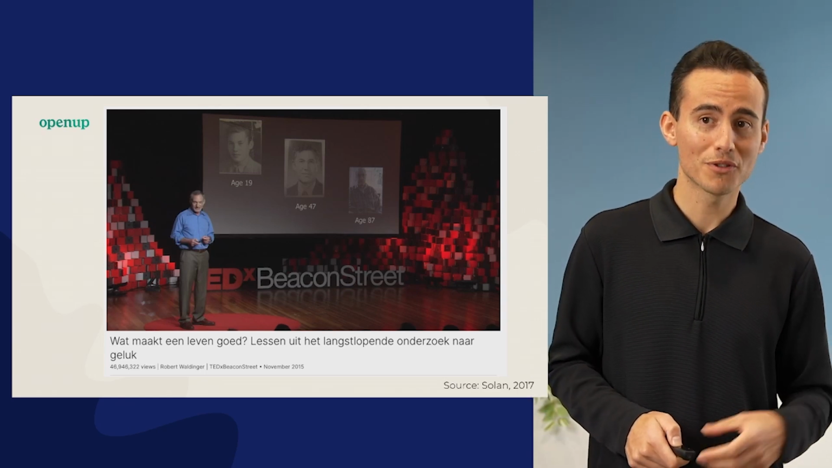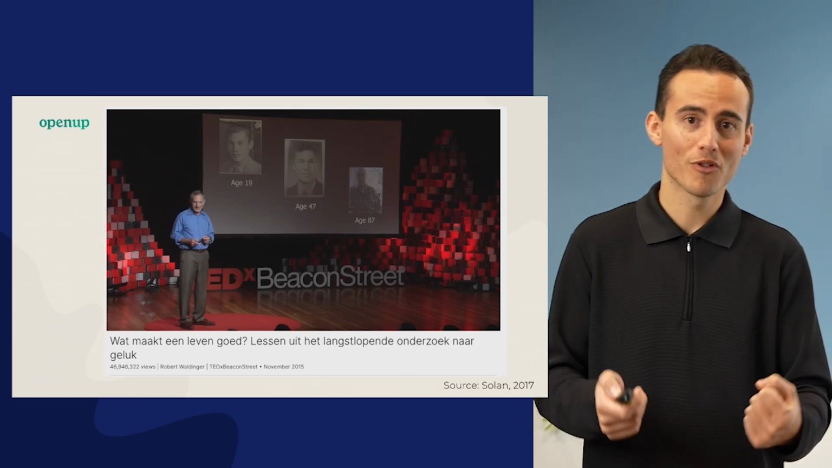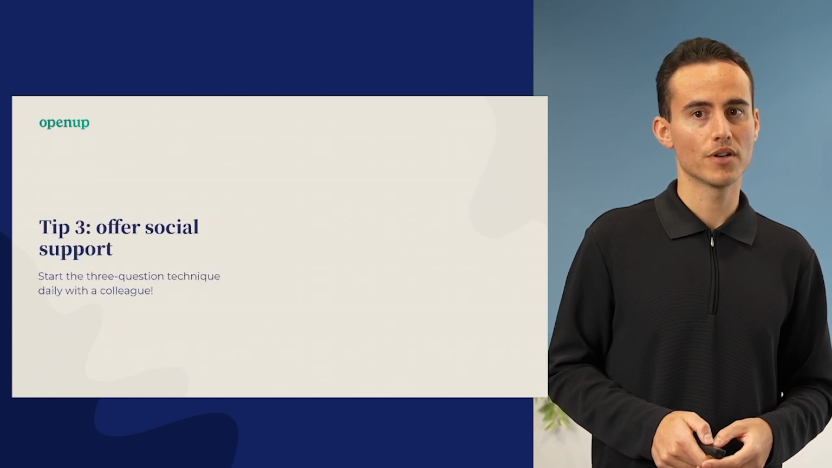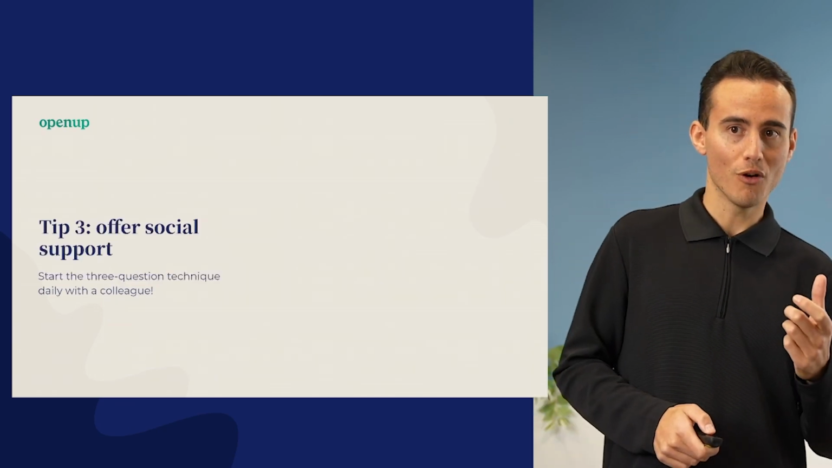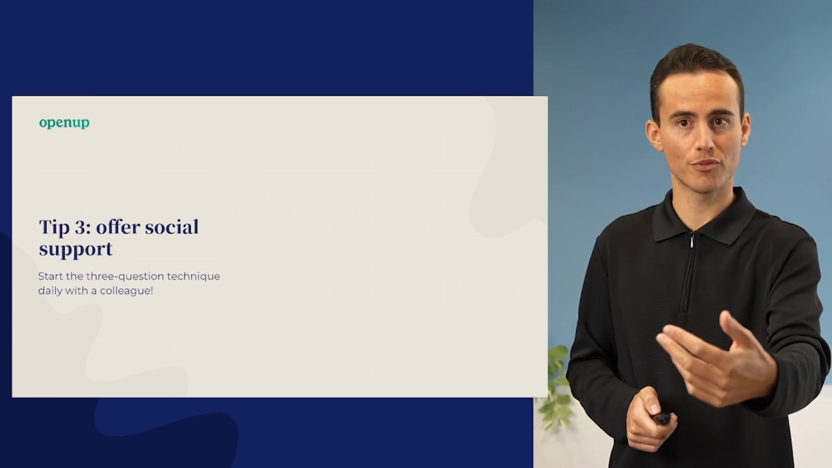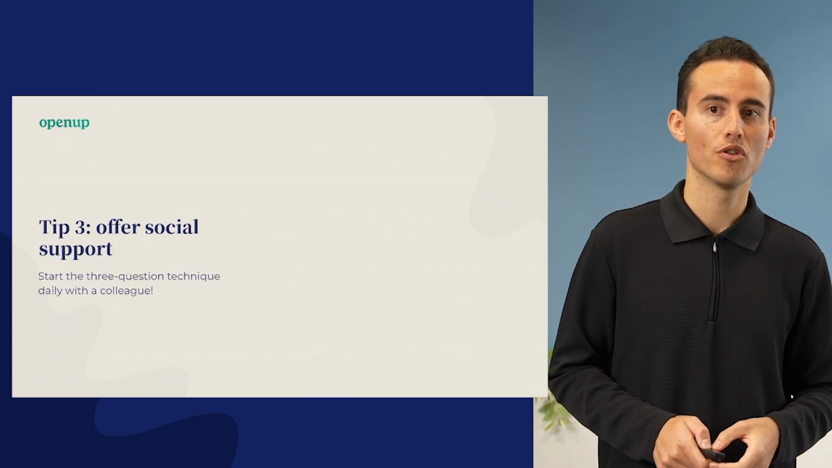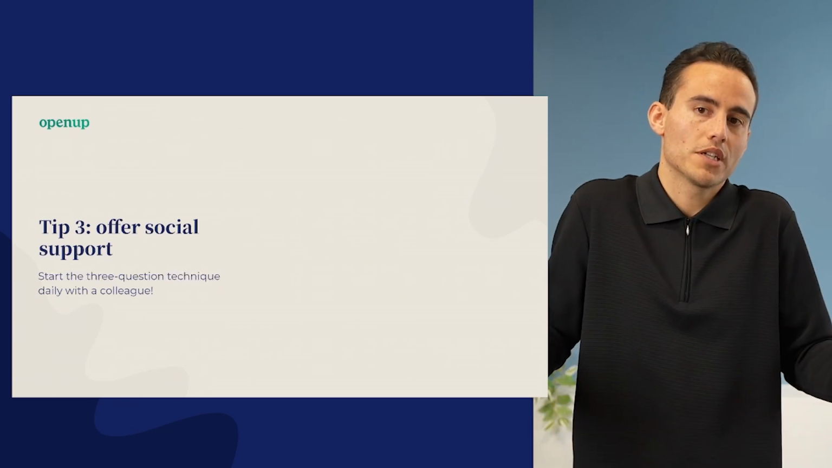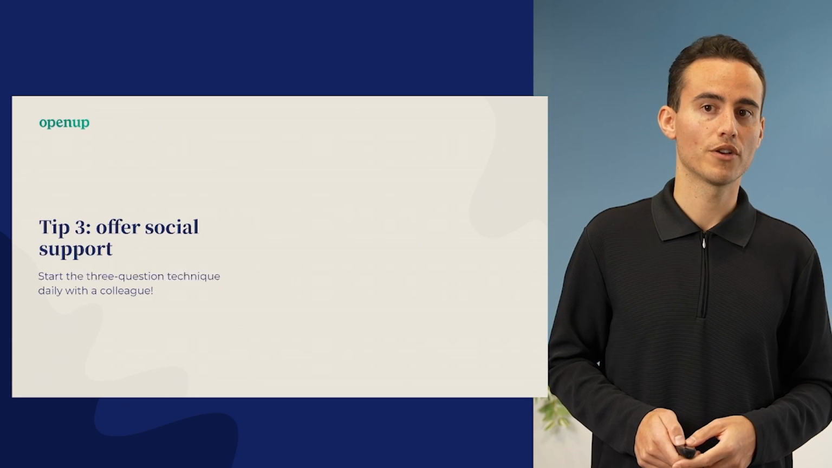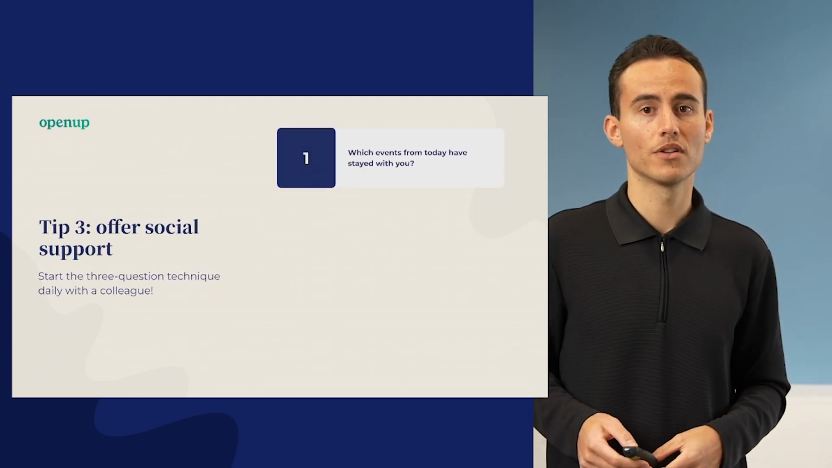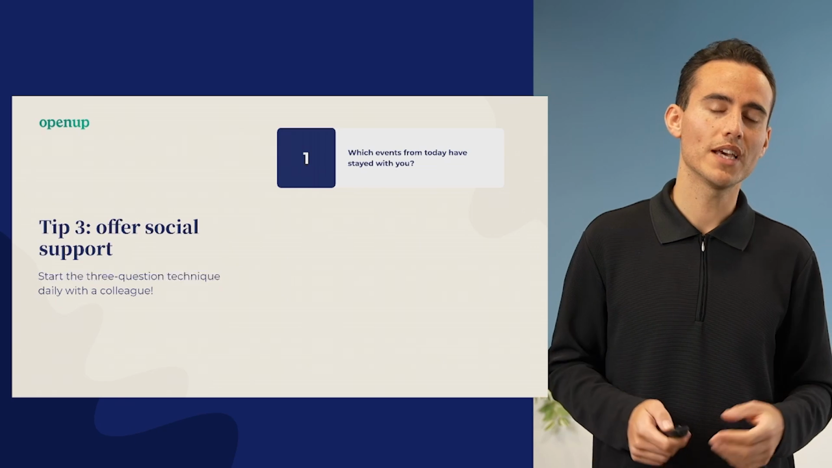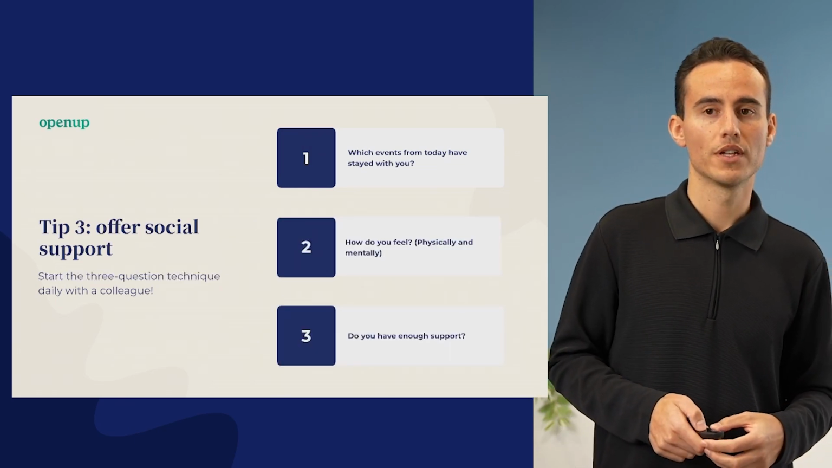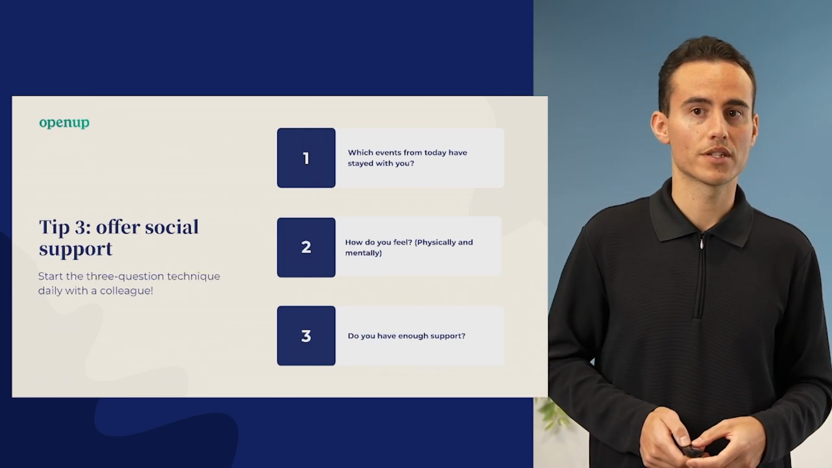So here the tip is to think about how I can perform something that will help or strengthen my social relationships. That's the last tip. You could also frame it as offering instead of thinking of yourself, because if you offer social support, you will get better yourself, but the other one will also be in a better future eventually. One way of doing this is the 3-question technique. You could do it daily with your colleagues. Just start with a question like, which events from today have stayed with you? How do you feel physically and mentally? And do you have enough support? This is just one way of dealing with this.